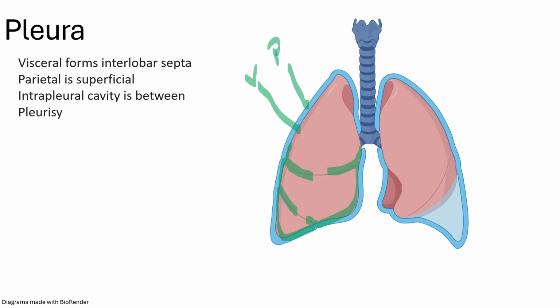I know this because I have had pleurisy, and it definitely feels like there's an elephant sitting on your chest. So, like any serous membrane, the pleura and the fluid-filled intrapleural space reduce friction as the lungs expand and contract in a process called ventilation.